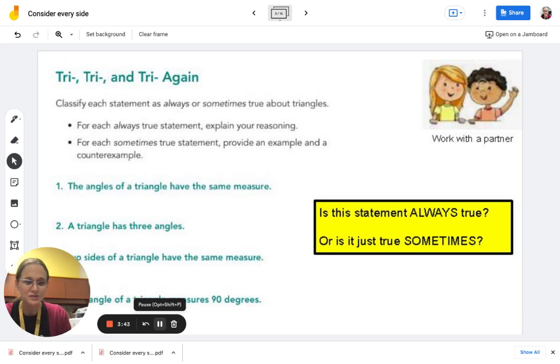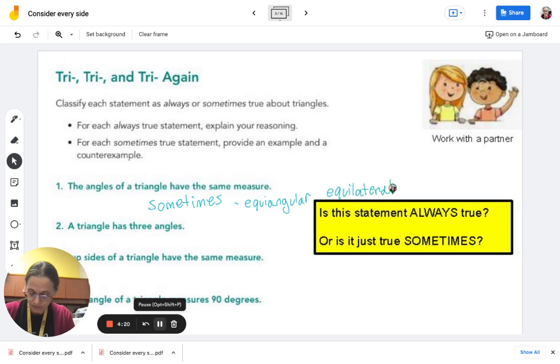You've pressed play, so that means you've been talking for about 4 or 5 minutes about these statements. Now let's talk about them together as a class. The number 1 says that the angles of a triangle have the same measure. This is sometimes true. In fact, we have a special word for when this is a true statement. If a triangle has angles that all have the same measure, we call that an equiangular triangle. You could also call it an equilateral triangle, because any triangle that's equilateral is also equiangular. And we'll talk more about that later.